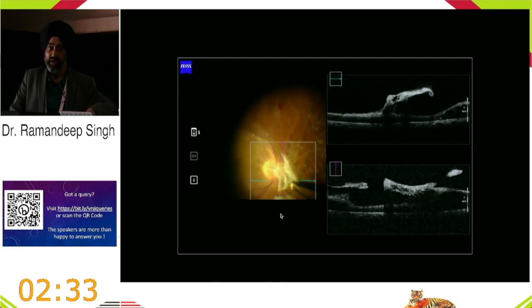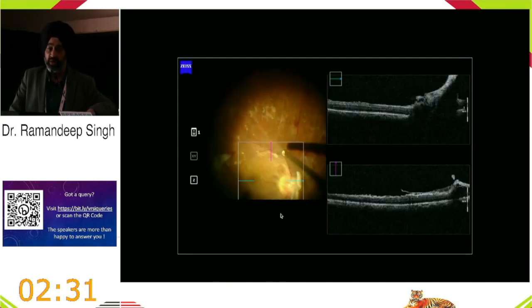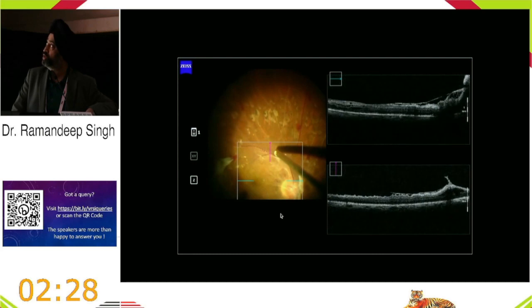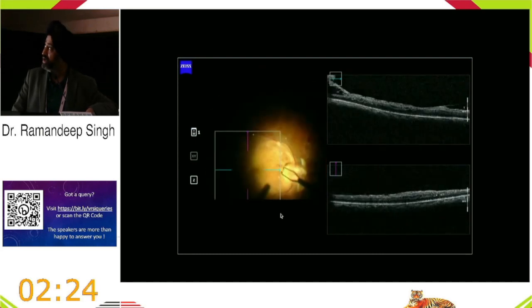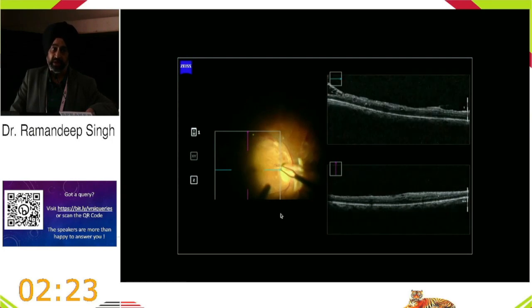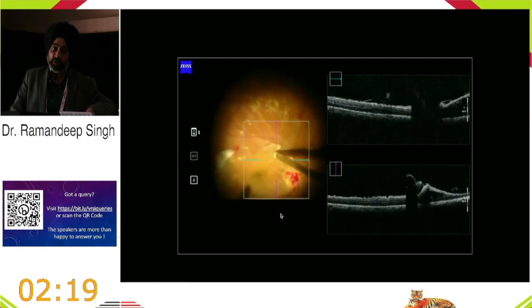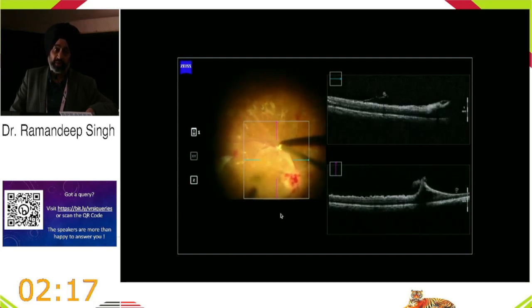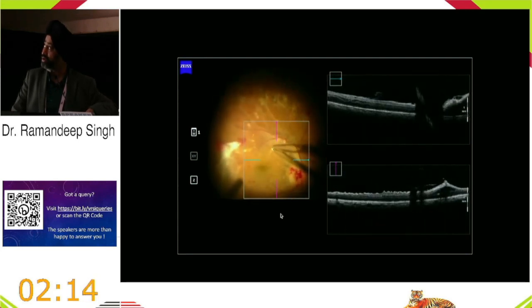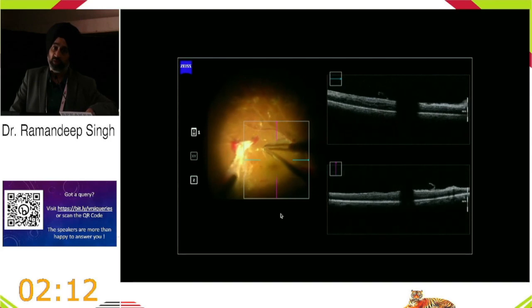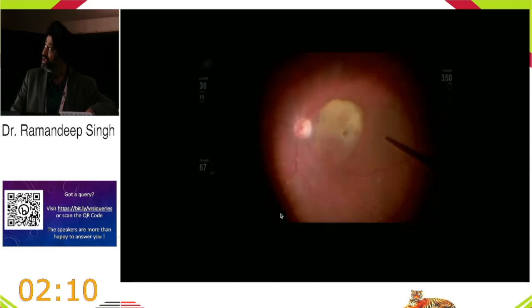But yes, my use of triamcinolone and dyes will also become less, because I am able to see the second membrane there with my MIOCT very clearly. Yes, for fellows, I think it is more important. I need not use triamcinolone or a dye in these patients before I finish these patients.